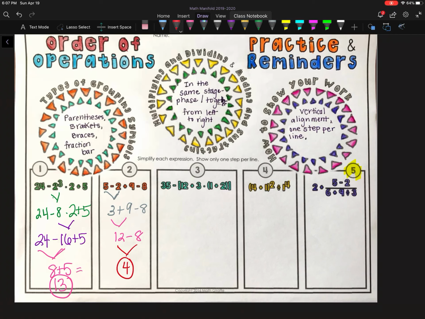Number 3 is 35 minus brackets, 12 plus 3 times parentheses 1 plus 2, end parentheses and end bracket. So we're going to start with this one first, where I have brackets and parentheses. I have to start with the parentheses inside of the bracket first. So 1 plus 2 is 3. And then I'm going to rewrite the rest of my problem.